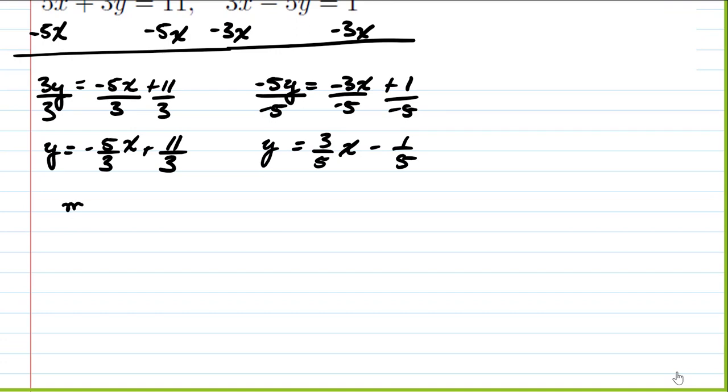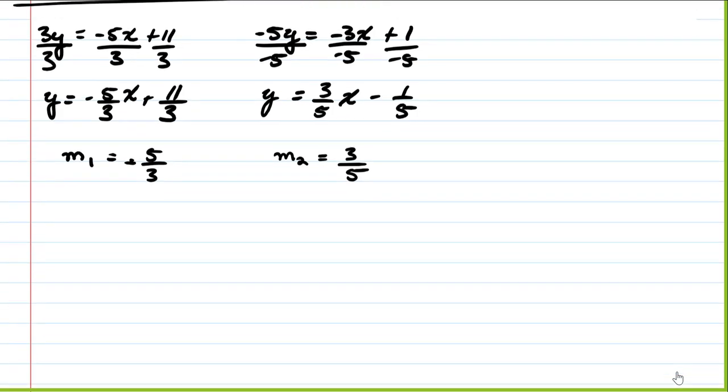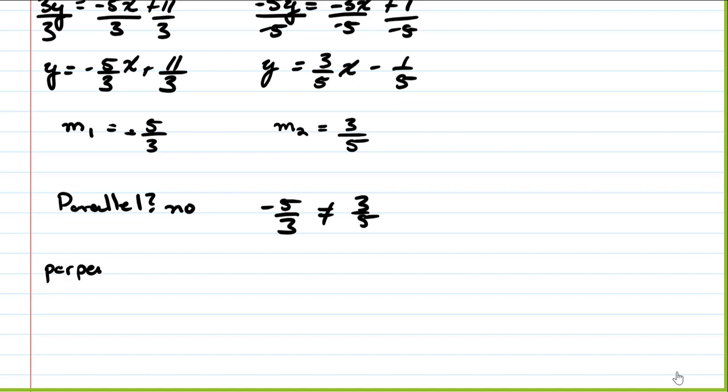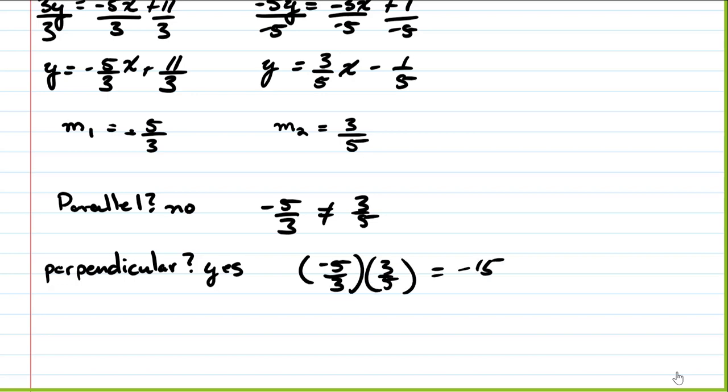So now we can identify each of our slopes. So m1 is -5/3. And m2 is equal to +3/5. So we check for parallel. And once again, our answer is no, because -5/3 does not equal 3/5. We check for perpendicular. And this time our answer is going to be yes, because -5/3 times 3/5 gives us -15/15, which indeed equals -1. So the two lines are indeed perpendicular.